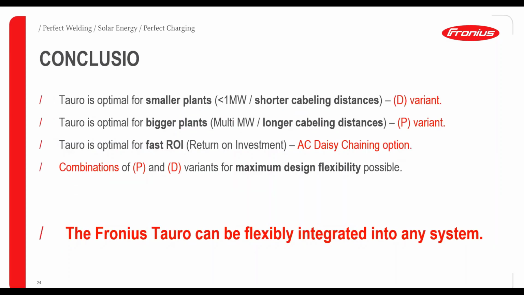And in total, what's the conclusion? Where do we need which inverter? We can say it like this: for smaller plants with shorter cabling distances, we usually tend to use the D variant. It's more beneficial in this scenario. So let's say for below 1 megawatt systems. And then for bigger plants, for multi-megawatt systems, where we usually have longer cabling distances, we use the P option, long DC cables. And if a fast return on investment is most important, then the AC-DC chaining option comes into play.